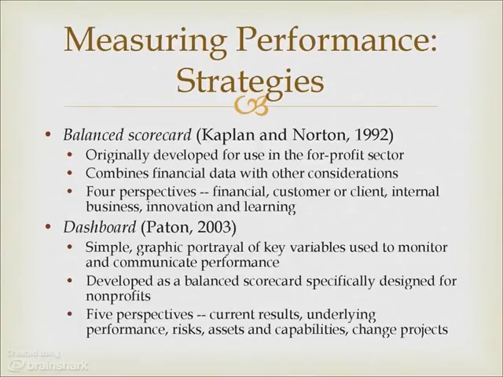So here's another method or another strategy to determine nonprofit organizations, and that's a big part of what the textbook talks about, and these are various methods. And one was developed by Kaplan and Norton in 1992, which is called a balanced scorecard.